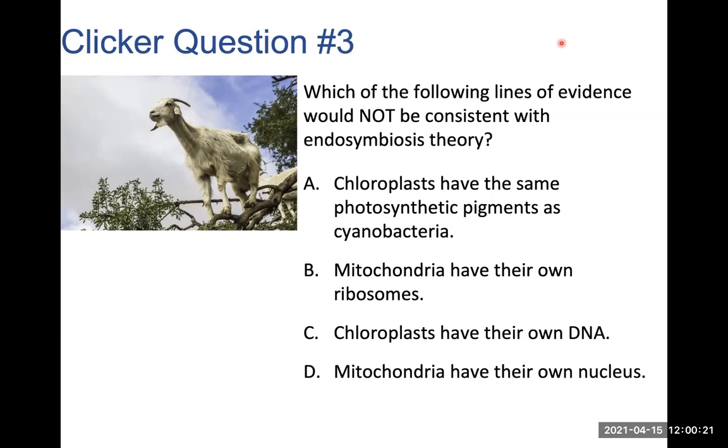So most of you said D. That is true. This is the answer. Mitochondria have their own nucleus. This is not true. So mitochondria and chloroplast have their own DNA, but they do not have their own nucleus. Also, mitochondria have ribosomes, so they have their genetic material. That's ribosomes. And then chloroplasts have the same photosynthetic pigments as cyanobacteria. So that's another thing that supports the endosymbiosis theory.